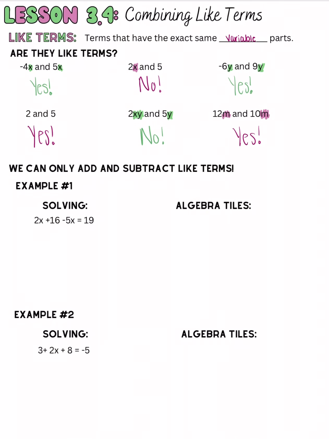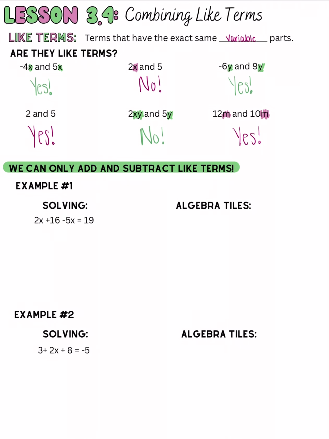We can only add and subtract like terms, okay? You can only add and subtract like terms. So if you had 2x plus 5, you could not add those together. If you have negative 4x plus 5x, you could add those together. So now we're going to take this into solving equations, where we are going to combine like terms.